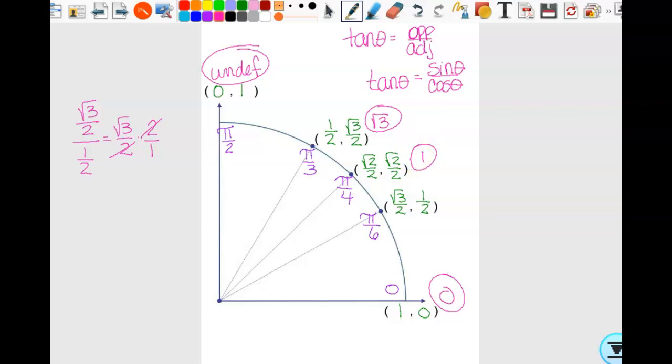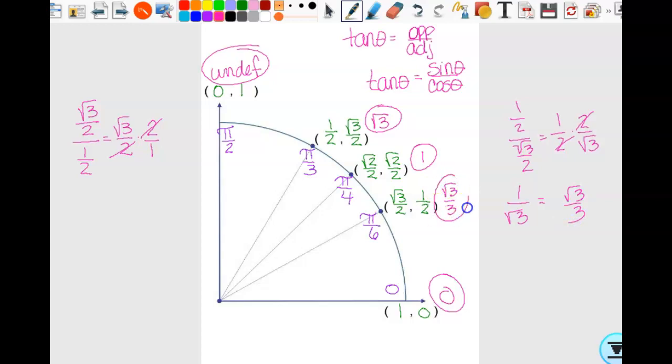Then 1/2 over the square root of 3 over 2 gives me 1/2 times the square root of 3 over, no, it doesn't. It gives me 1/2 times 2 over the square root of 3, which gives me 1 over the square root of 3. And what does that become? Square root of 3 over 3. So these are our tangent values.